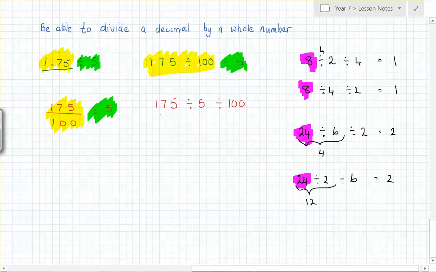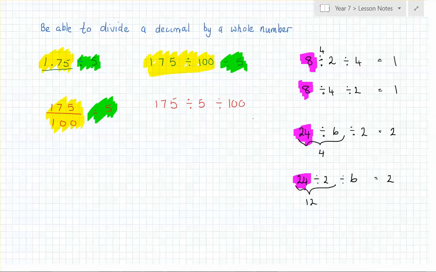So what that means is, can I do this? I don't want you to do things in your head. Take one bit at a time. What I'm asking you to think about and understand is, am I allowed to do 175 divide by 5 divide by 100 instead of 175 divide by 100 divide by 5? Yes, you are. So that's fine.